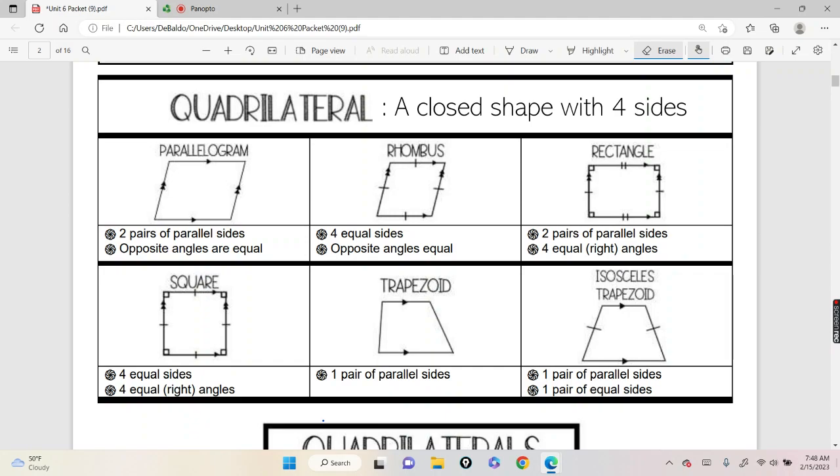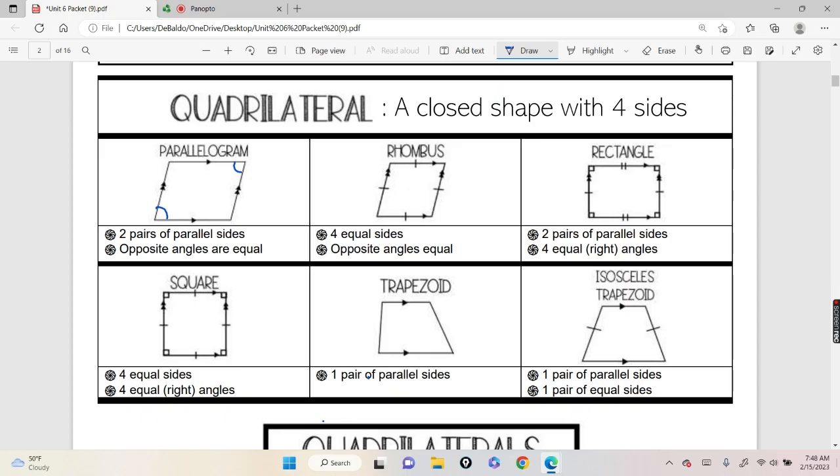The first is called a parallelogram, and a parallelogram has some characteristics that make it very unique. A parallelogram has 2 pairs of parallel sides, and you can see this in the image indicated by the little arrows. Those opposite sides there are parallel to each other. And they also have opposite angles that are equal. And I'll go ahead and indicate that, showing you this. This is an angle measure, and this angle are equal to each other.